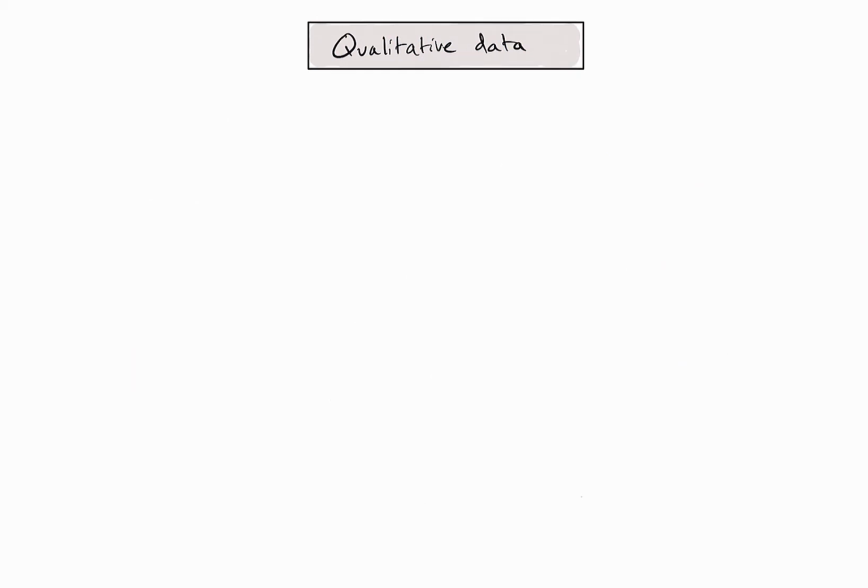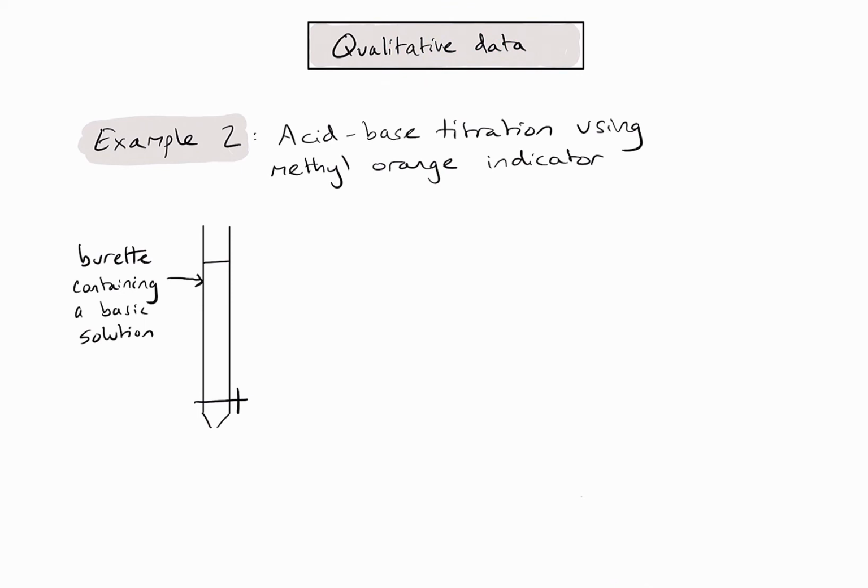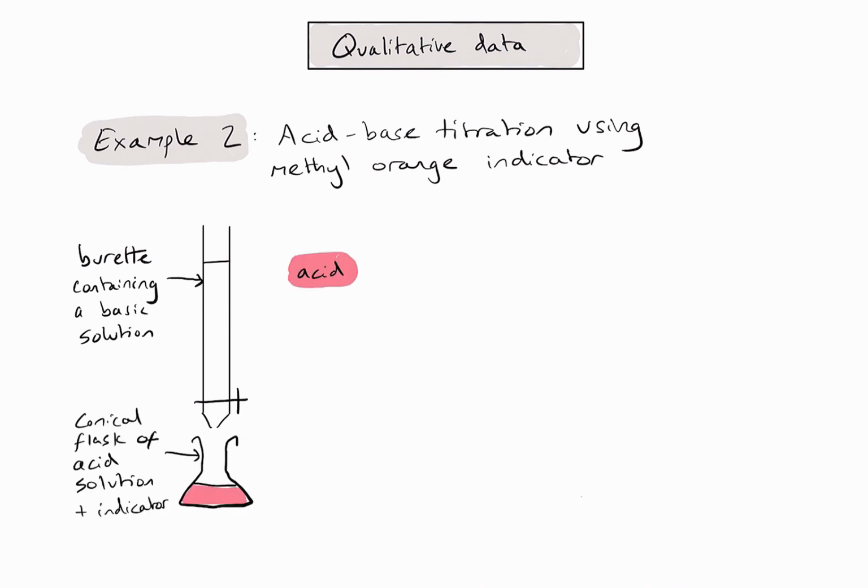So for the second example, let's consider an acid-base titration using methyl orange indicator. In this example, let's take the basic solution and use it to fill a burette. And then underneath the burette, let's put a conical flask containing an acidic solution with a few drops of methyl orange indicator, which would turn red in acidic conditions. In a titration, we use an indicator to determine the end point of reaction, and in this case the colour change we would expect to see is from red in acidic conditions to yellow in basic conditions.